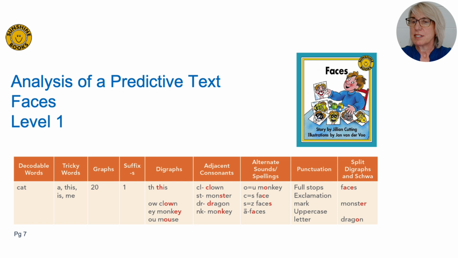Then we've got our split digraphs and our schwa. So the A is separated from the E. The E makes the A say its long sound, and then we've got our schwa in our multi-syllable words monster and dragon. So from a decoding perspective, you can see how difficult this is for a novice reader, and how it is actually that the child is needing to look at the pictures and memorize those phrases to look like they're reading this particular book.